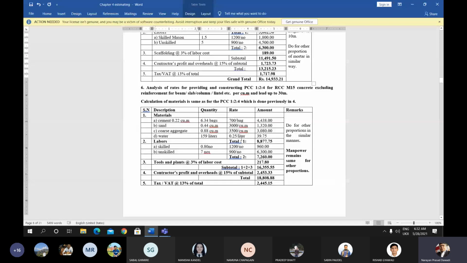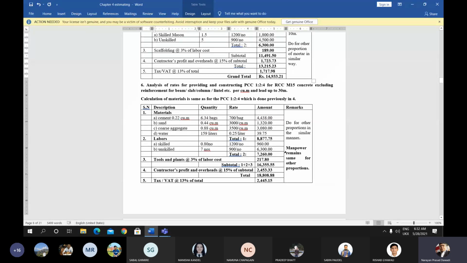Now, 6. Analysis of rates for providing and constructing PCC 1 is to 2 is to 4, RCC M15 concrete excluding reinforcement of beam, slab, column, lintel, etc., per cubic meter and lead up to 30 meter. This is another heading of the rate analysis. As I have already taught you how to analyze the rate per unit for the PCC 1 is to 2 is to 4, I think it was in the second heading, PCC in foundation, that is in the second heading, concreting.